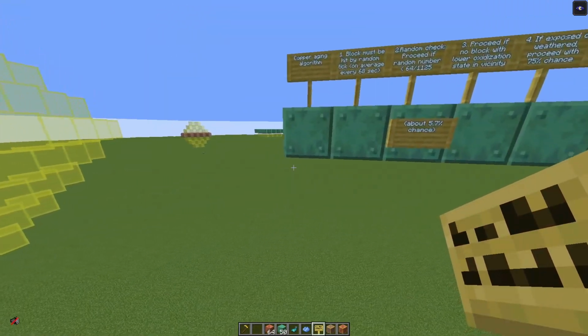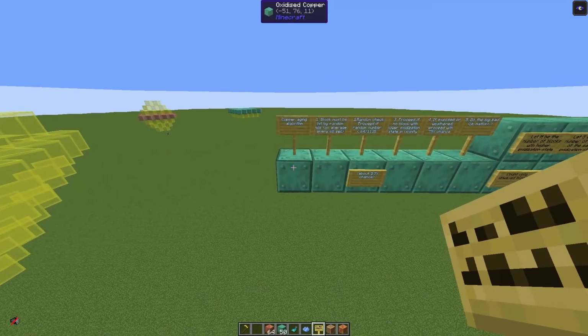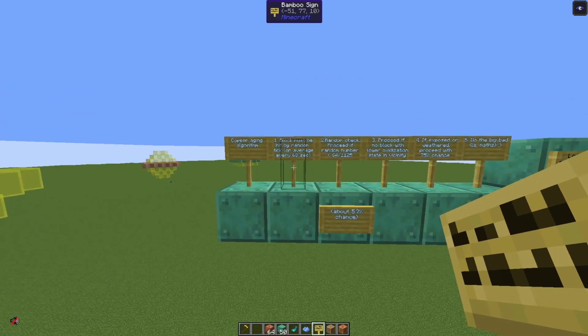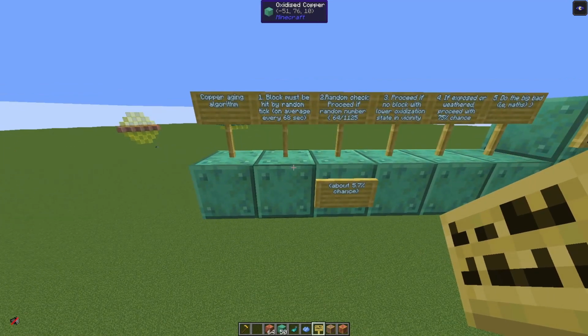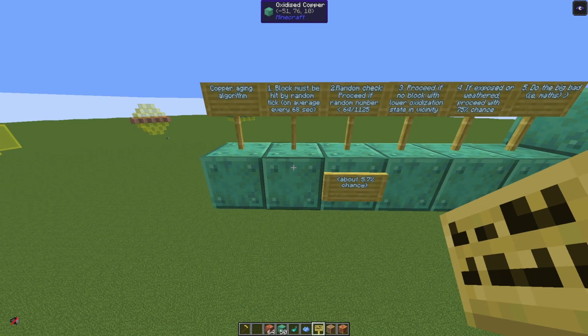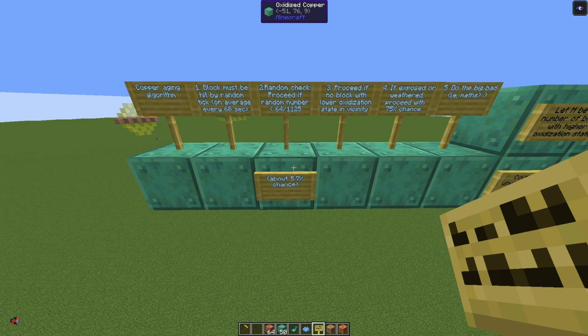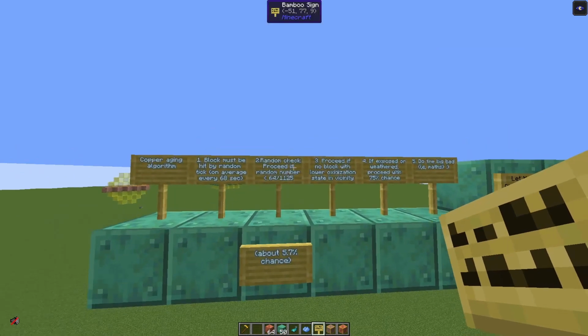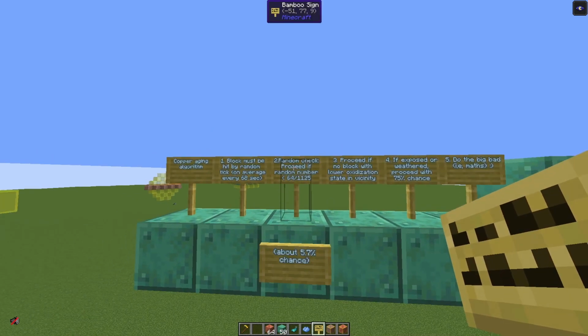So what are the rules for copper oxidization? There are a number of steps, and if any of them fails, the copper will not oxidize. So first, the block must be hit by a random tick. On average, every 6 to 8 seconds, a block will be hit. Then comes a random check. We proceed with a random number, and in this context, a random number is a number between 0 and 1. If this random number is smaller than 64 divided by 1125, so this is about a 5.7% chance. On average, we need 20 minutes to get past step 2.